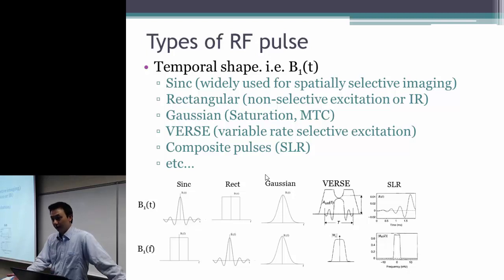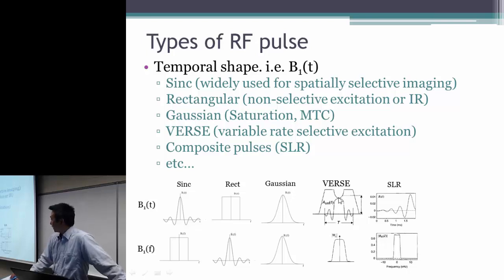For example, the flex saturation that we usually use is given in a Gaussian form. Also, the magnetic transfer contrast RF pulse is a Gaussian pulse. And there are also some very strange, different shapes. Like the Verse pulse, it is a rate selective excitation.